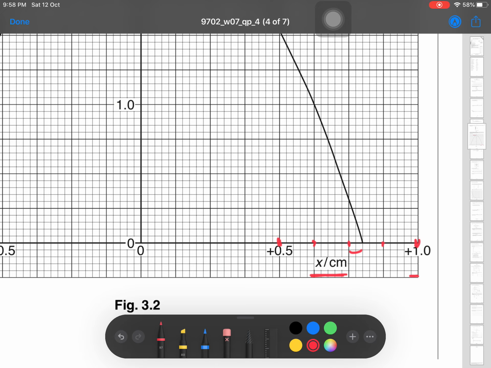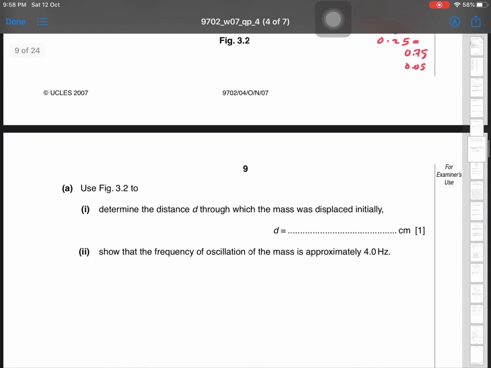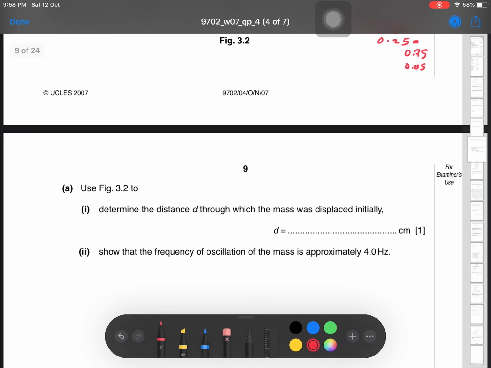And we have the half here, and the half of 0.5 is 0.25. So we are going to add 0.50 plus 0.25. It will give us 0.75. Okay, we have 0.75 plus 0.05, which gives us 0.8 centimeters. So the maximum displacement is 0.8 centimeters. So the displacement d through which the mass was displaced initially is 0.8 centimeters.